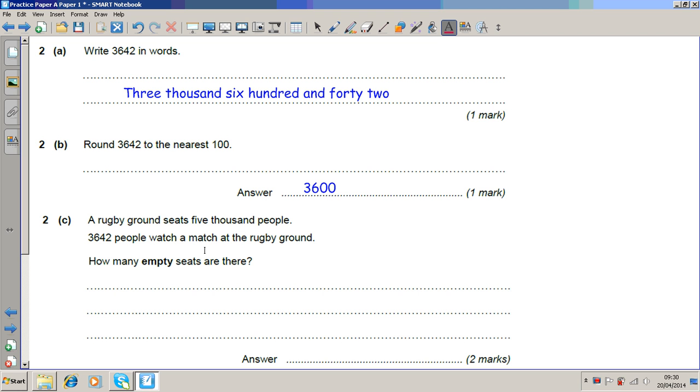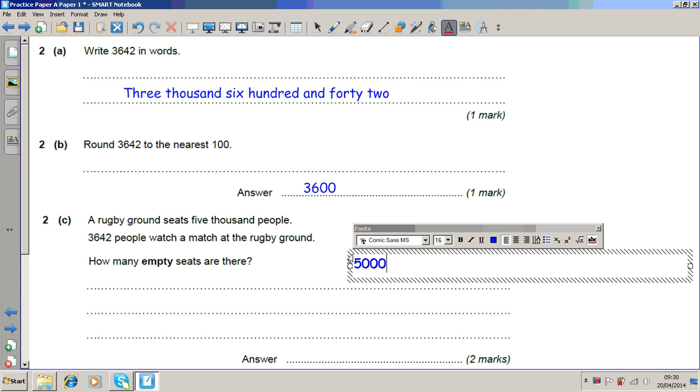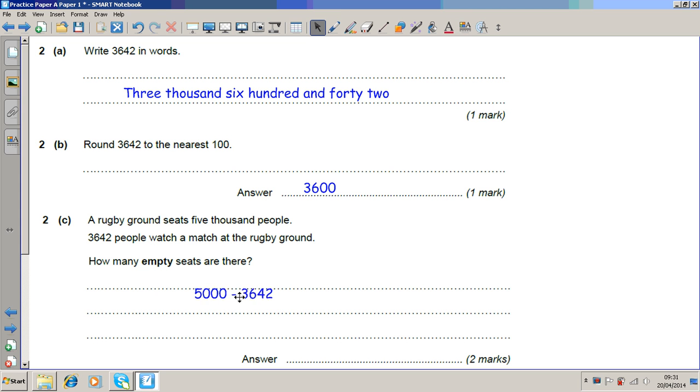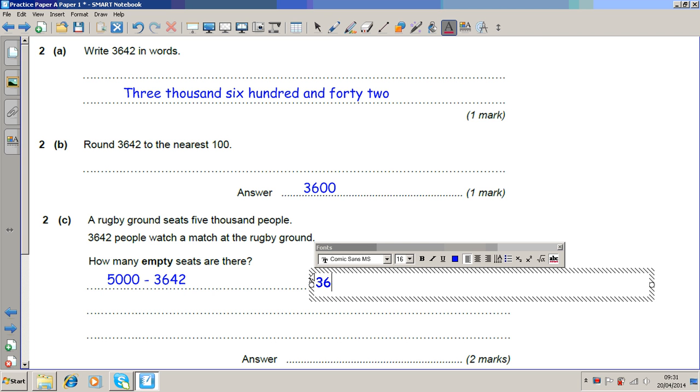A rugby ground seats 5,000 people. 3,642 people watch a match. How many empty seats are there? So there's 5,000 seats normally, and there are 3,642 taken up. So we've got to take them two numbers away. Now again, how we go about doing that is up to you. I personally would be saying, well, 3,642 is there, and treat it like a number line.